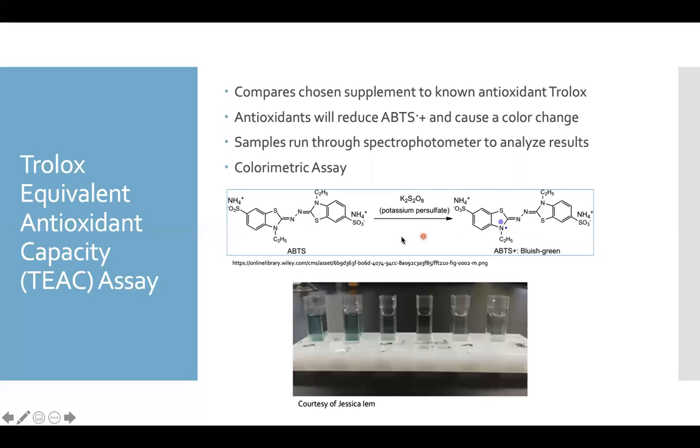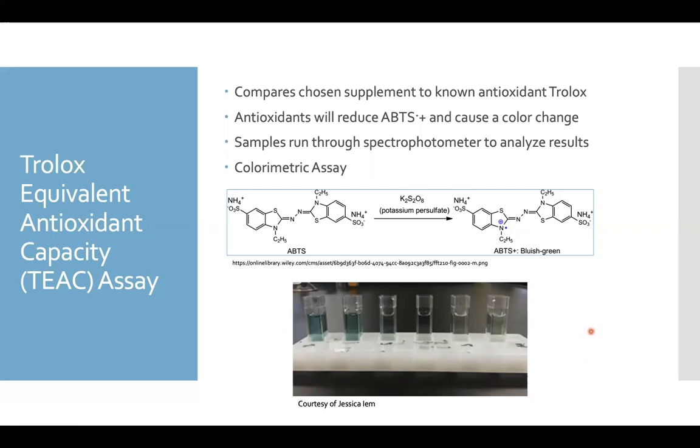This first figure shows how the ABTS free radical is formed from regular ABTS into the free radical form. Good oxidants will reduce the ABTS free radical and cause a color change from bluish green to clear. This color change can be seen below, with the bluer solutions having a higher concentration of the ABTS free radical and the clearer solutions having a lower concentration. Since this assay is colorimetric, meaning a color change is involved, the results can be analyzed through absorbances from a spectrophotometer.